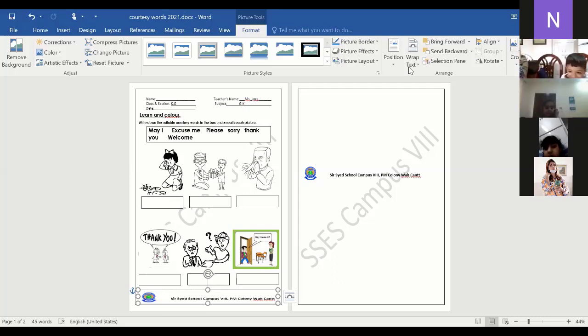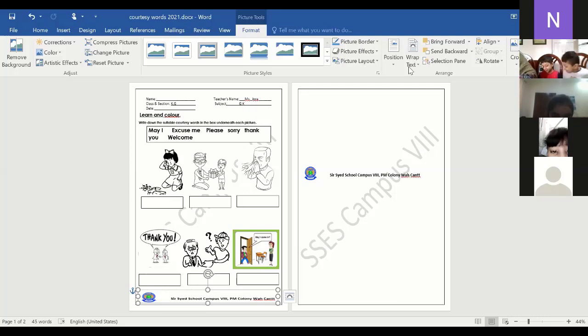And in the second picture, you can see there's a man giving a gift to this little boy. So what should the boy say to the man? Which courtesy word should he be using? He should say, thank you.